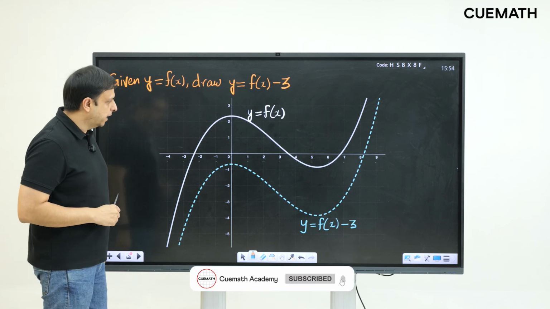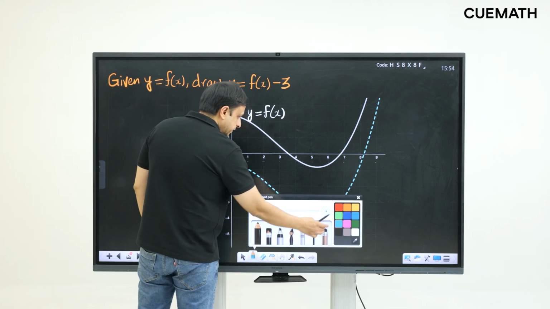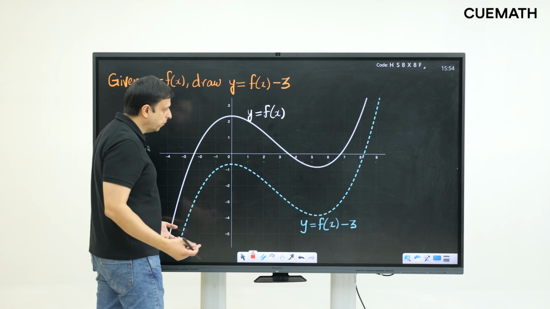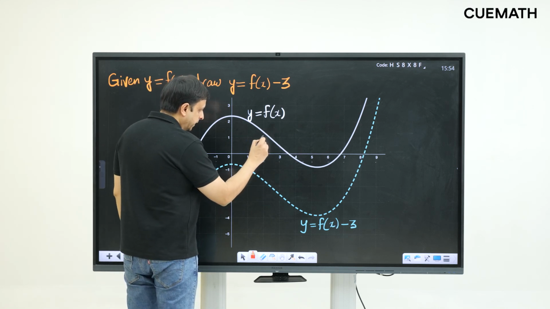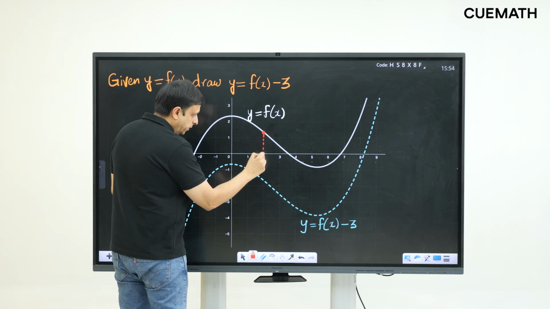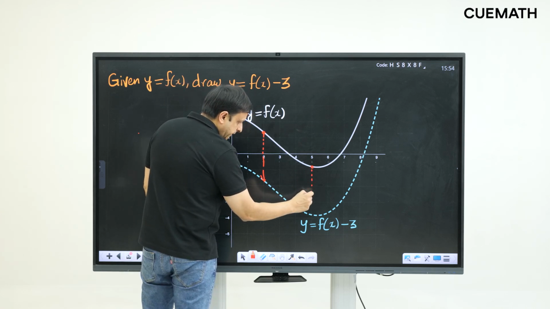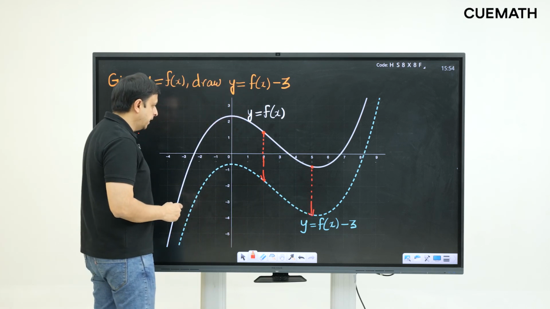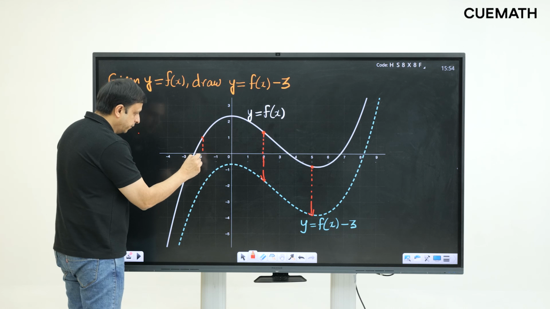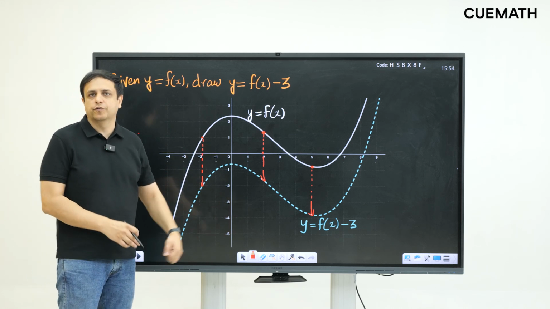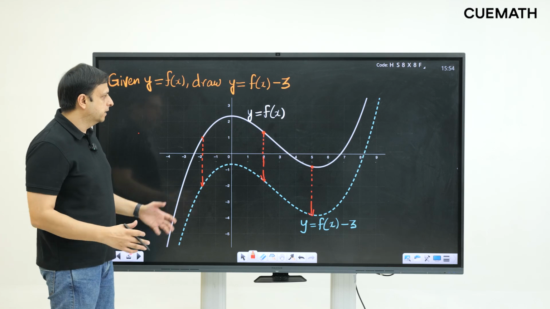And here's what that would look like. I've actually once again plotted it using a graphing tool. So you can observe that every point has shifted downward by 3 units. If you take this point here, for example, this point has shifted down by 3 units. Let's take this point over here, once again the same behavior, and you can observe this happening for every point on the graph. So the entire graph has shifted vertically downward by 3 units.